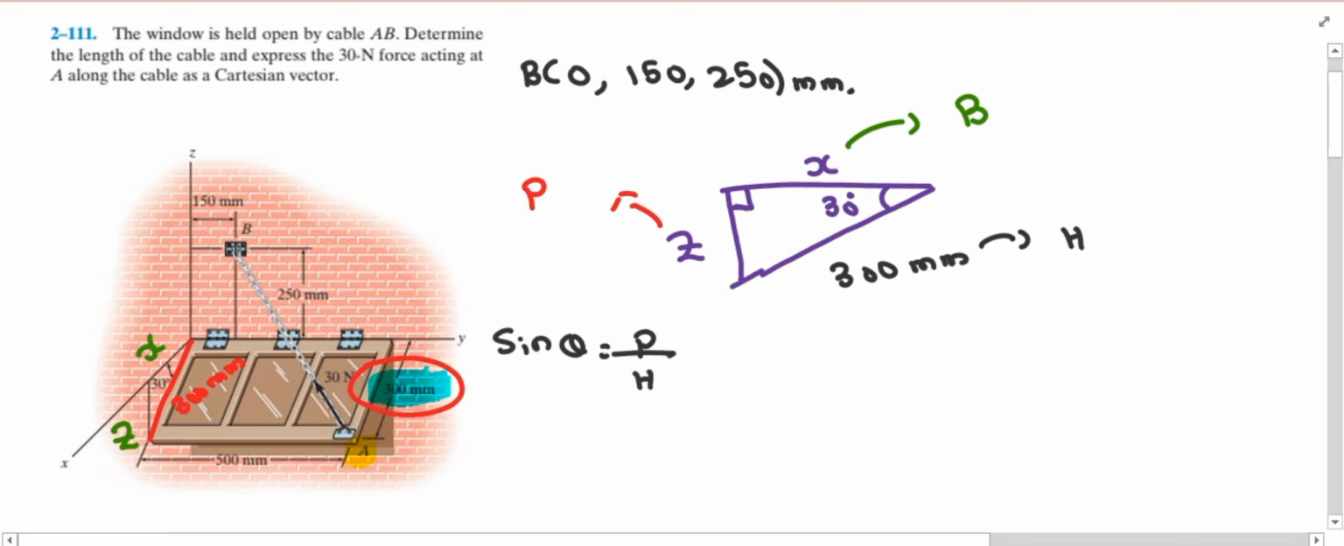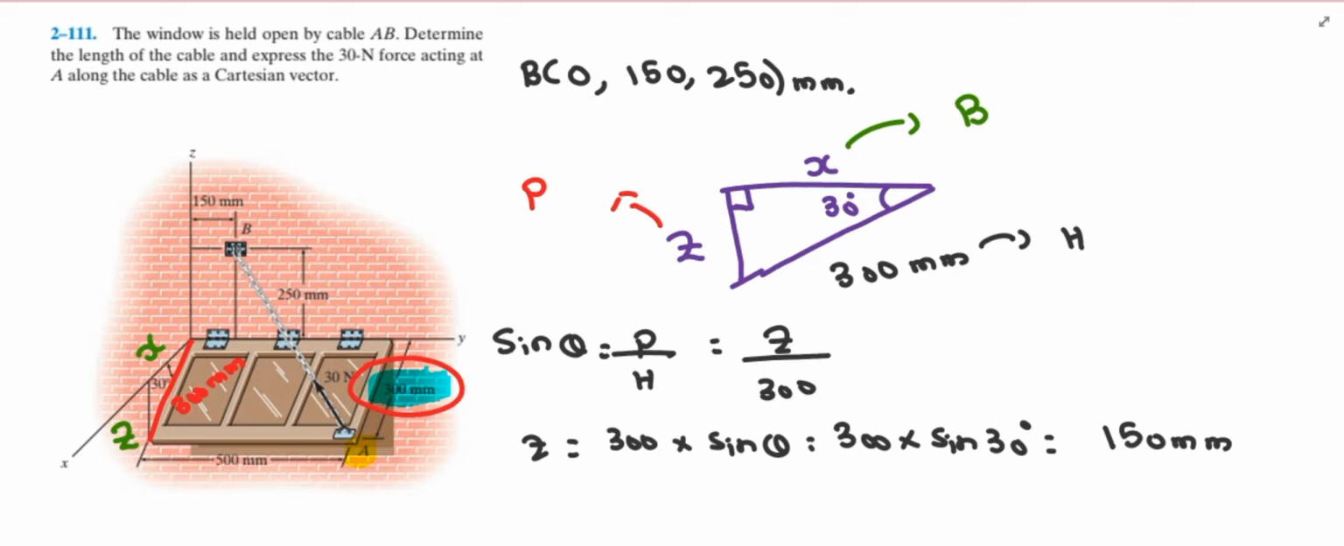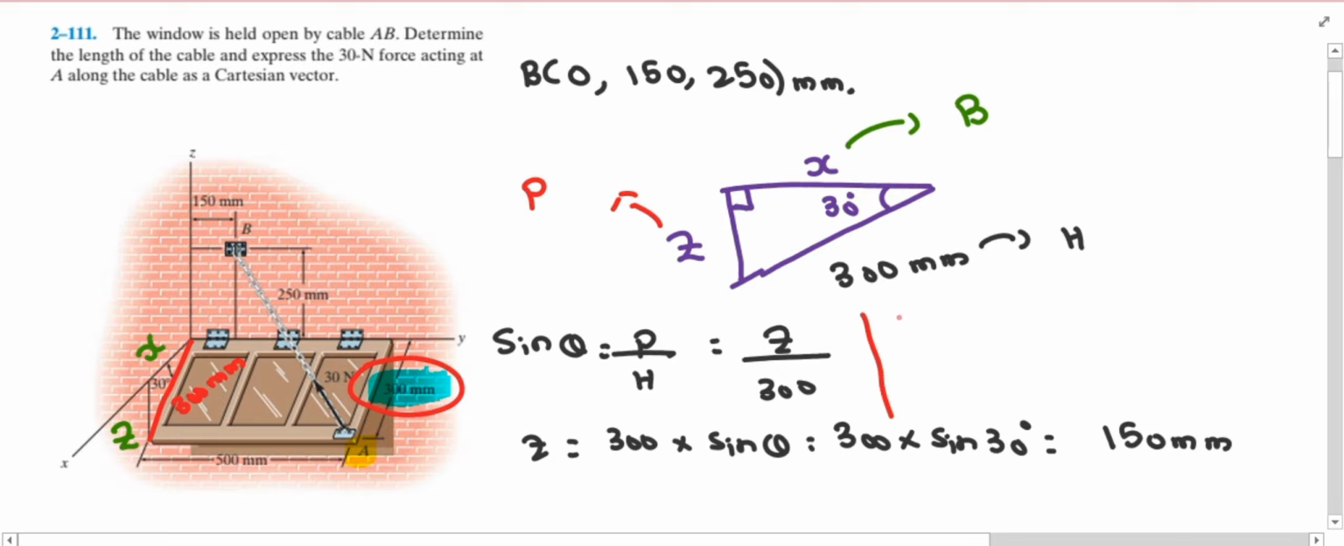So sine theta, which is equal to perpendicular upon hypotenuse, can be written as z upon 300. So z is equal to 300 into sine of theta, and theta in this case is 30 degrees, because this angle is already given to us in the question diagram. So it is 300 into sine 30 degrees, which is equal to 150 millimeter. Now what about the cos theta here? We know that if you apply the cos theta, it is equal to base upon hypotenuse.